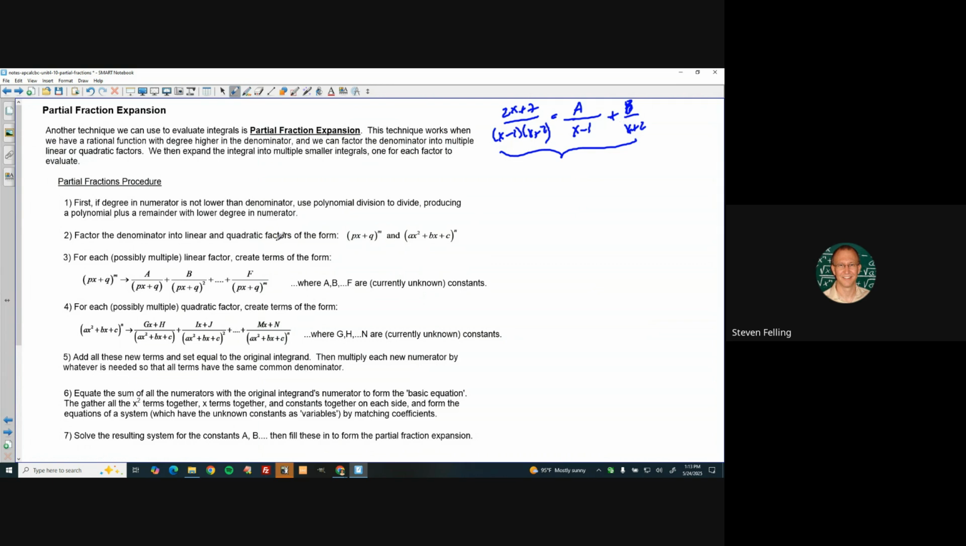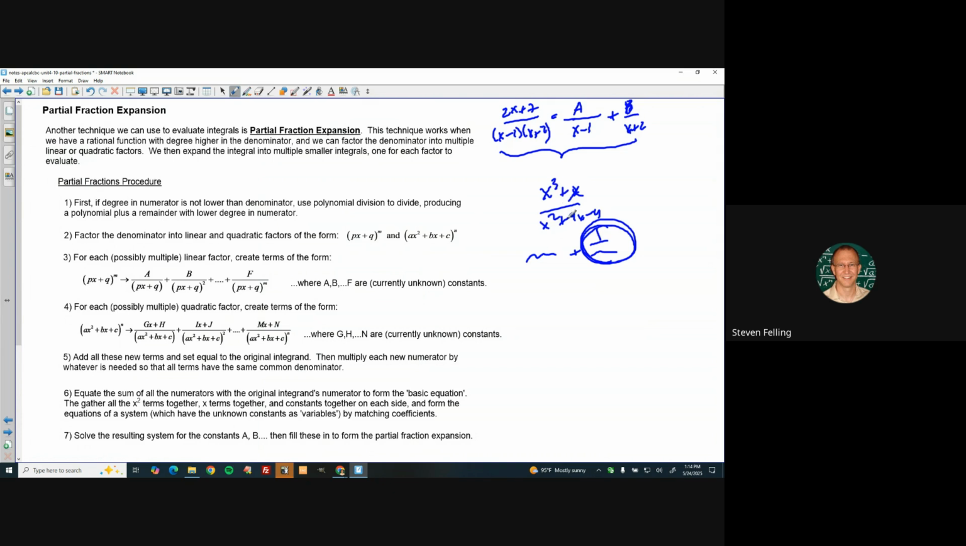Okay, first of all, if you did have a degree in the numerator that was not lower than the denominator, so if you had something like x cubed plus x over x squared plus 4x minus 4, you would first do polynomial division to divide that, and you would get some number and then plus a remainder, right? And you can do the partial fraction expansion on this part. So you would first divide if you happen to have a higher degree in the numerator of the rational function.